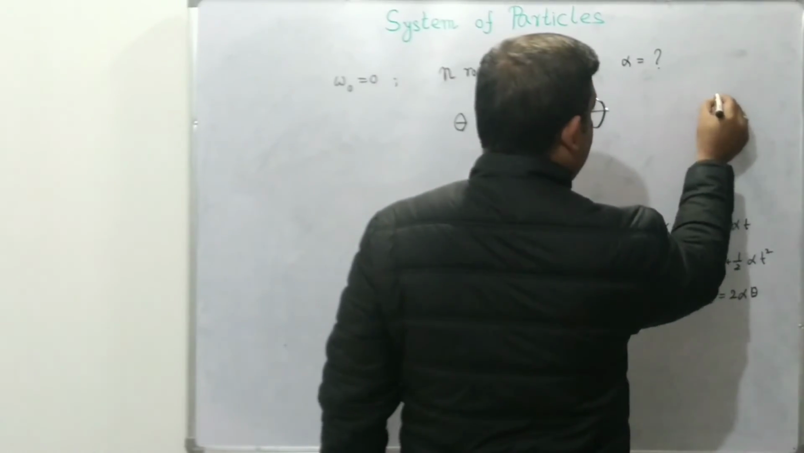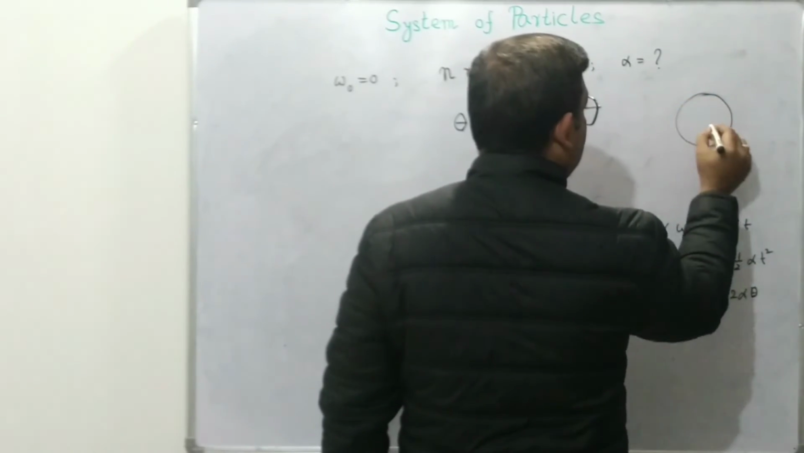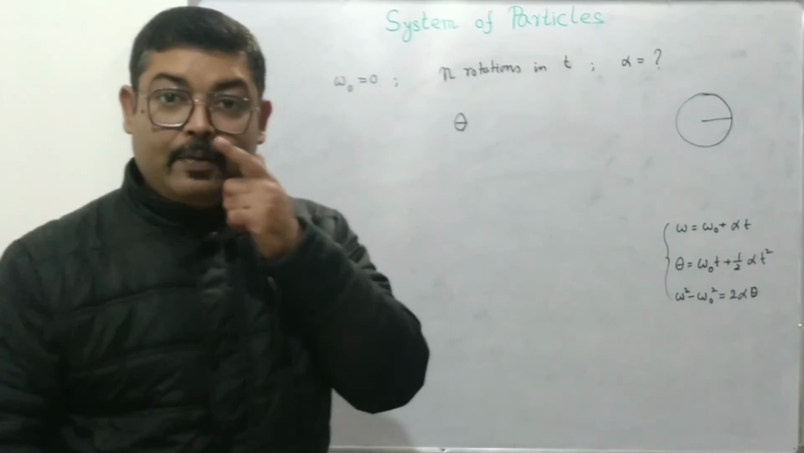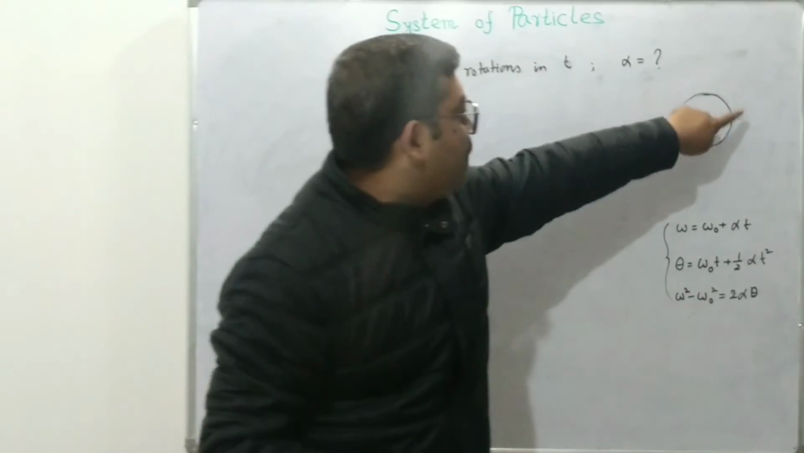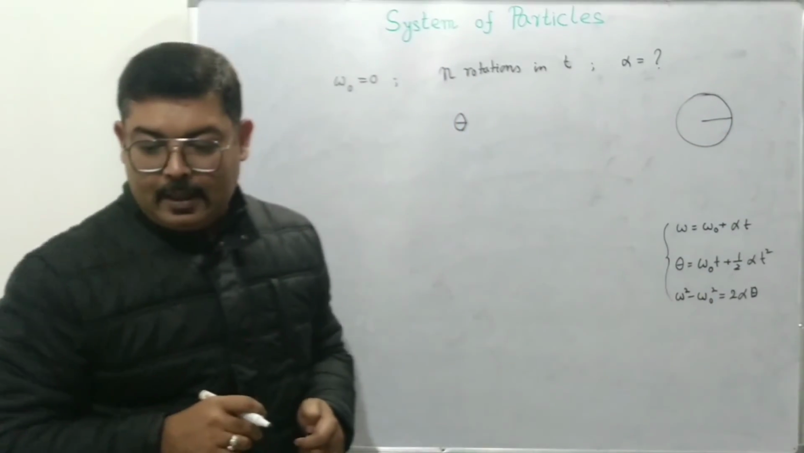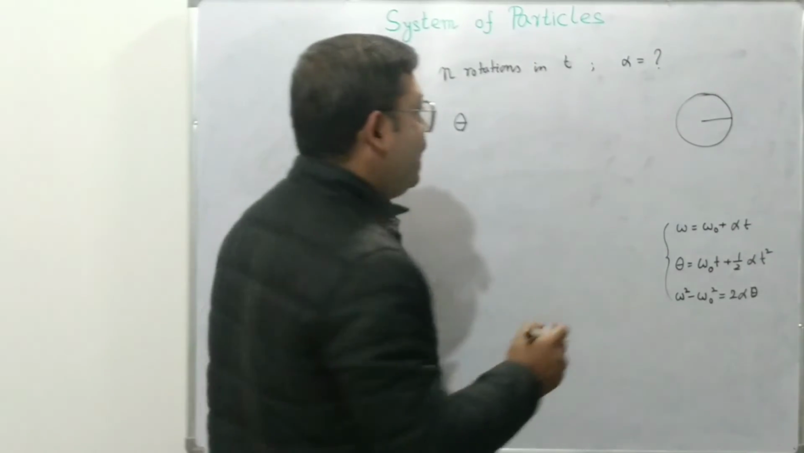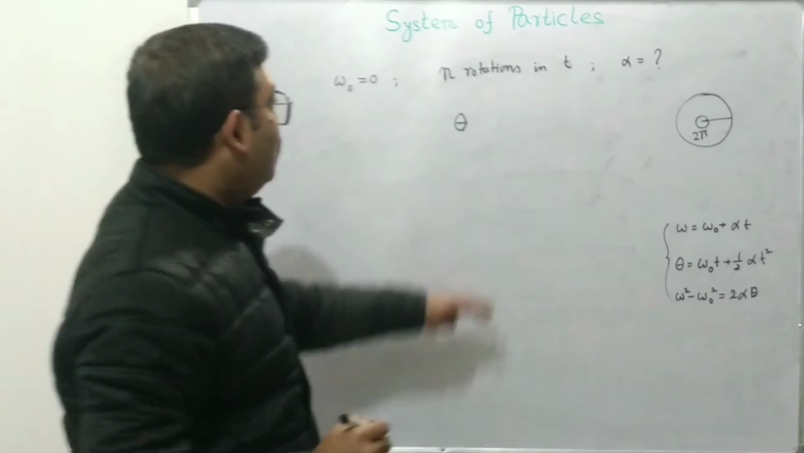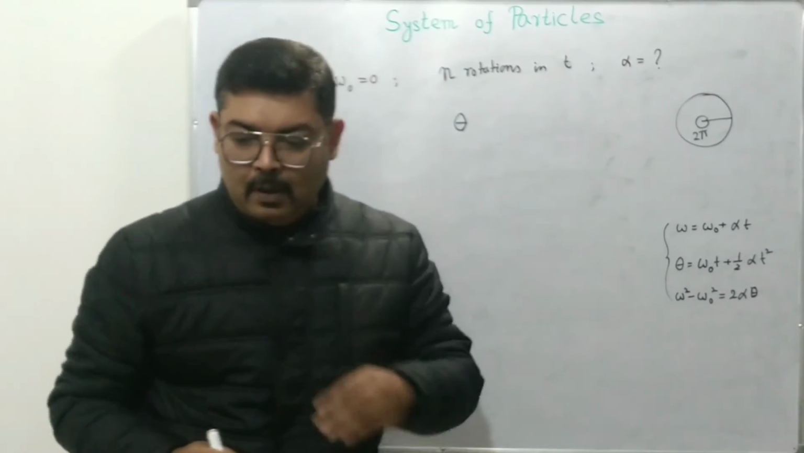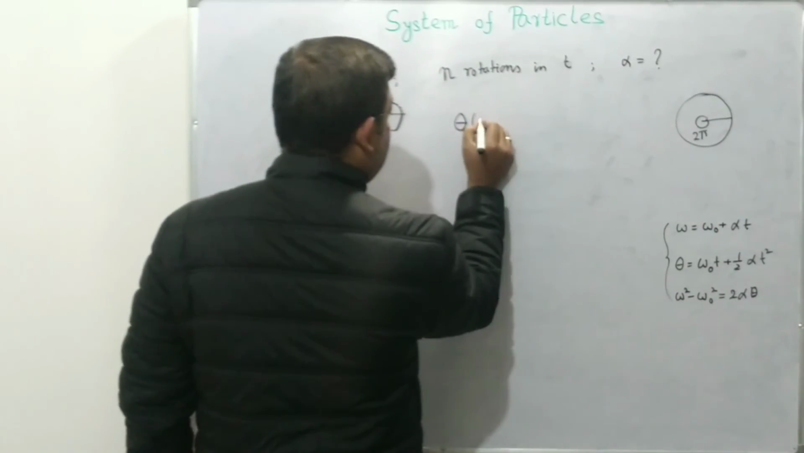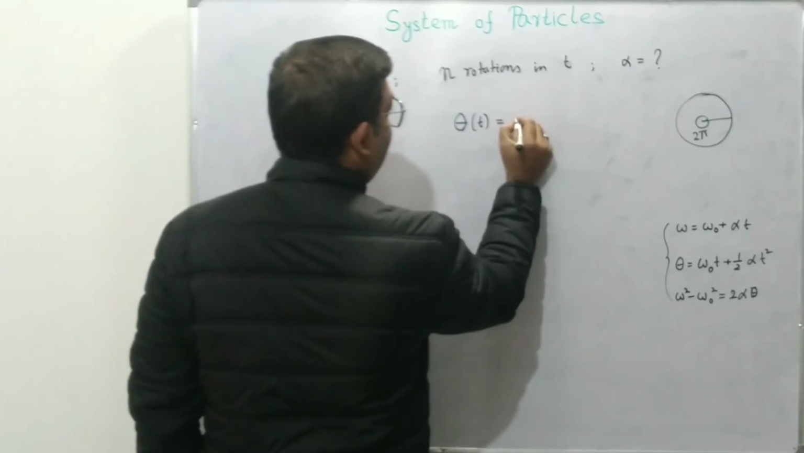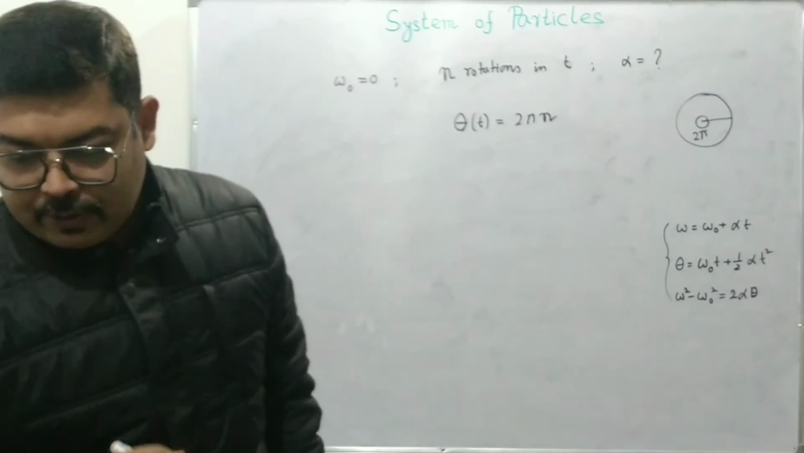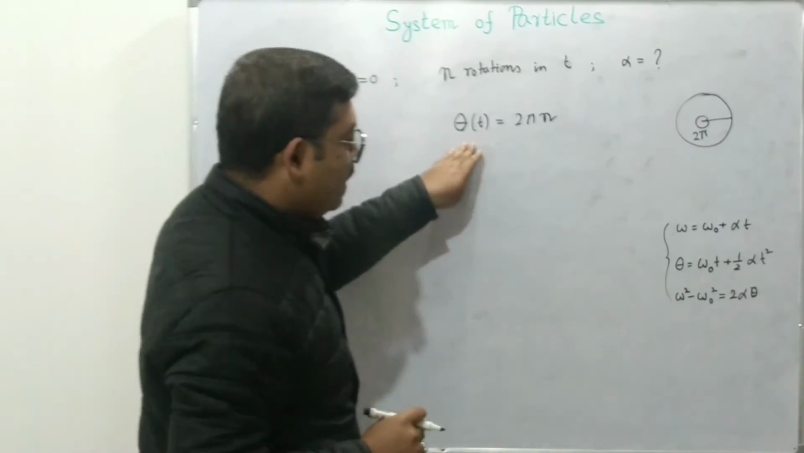Now, if something is moving in a circular path, starting from here, when it makes one complete rotation, the angle subtended at the center will be, it starts from here and comes back to here, so it will be 360 degrees. Or in other words, 2 pi, right? This complete angle is 2 pi. So if it makes n rotations, then the angular displacement in time t will be given by 2 pi multiplied by n. So we have theta here.